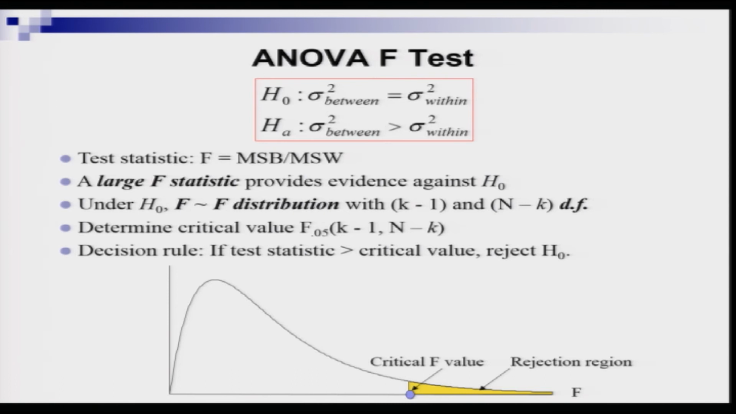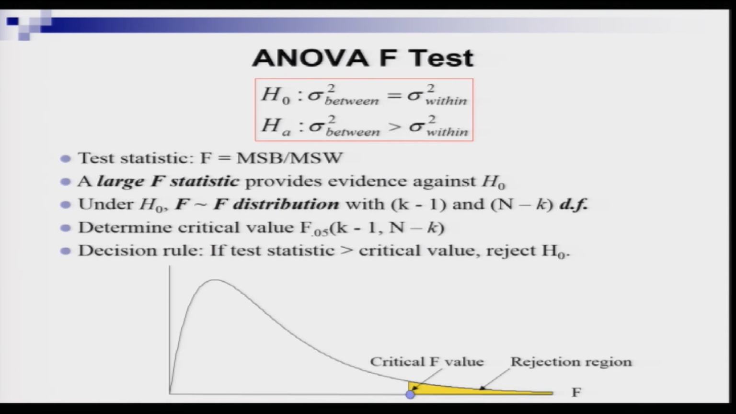Now if H naught is indeed true, then this F statistic defined above follows an F distribution with 2 degrees of freedom, one for the numerator and one for the denominator. Here the numerator is MSB, so the corresponding degrees of freedom is k minus 1, and the denominator is MSW, with degrees of freedom capital N minus k, where capital N is the total sample size. That is the total number of observations in your data set, and let me remind you again, k is the number of groups.